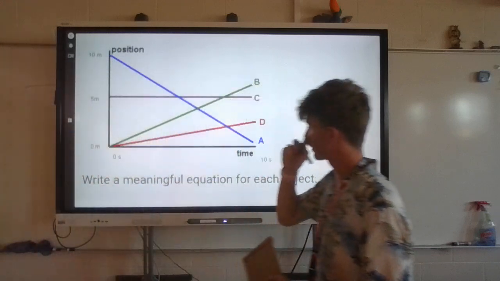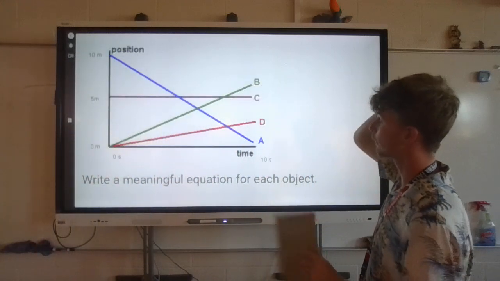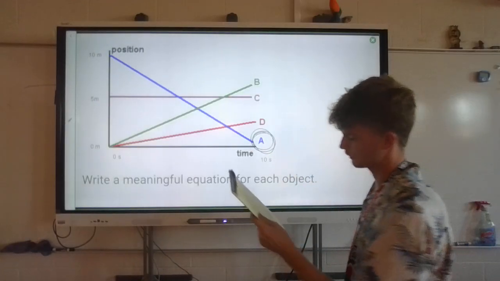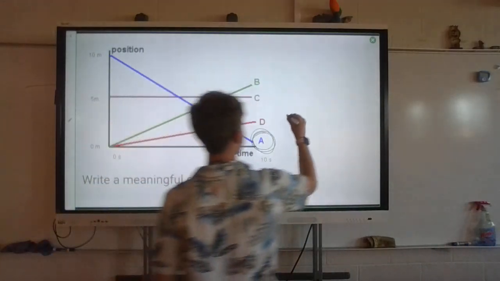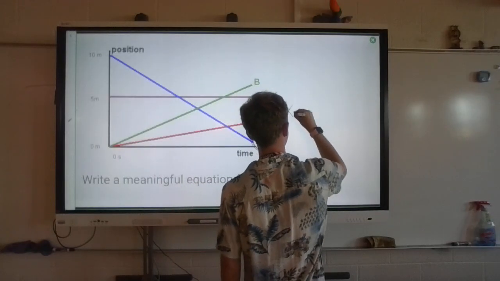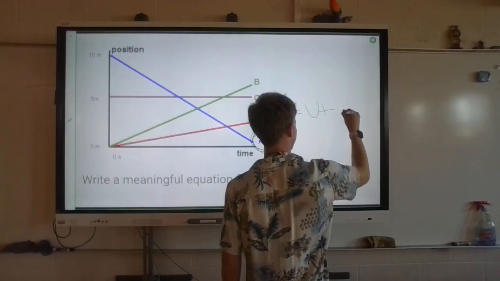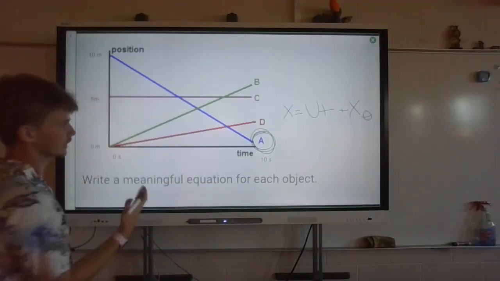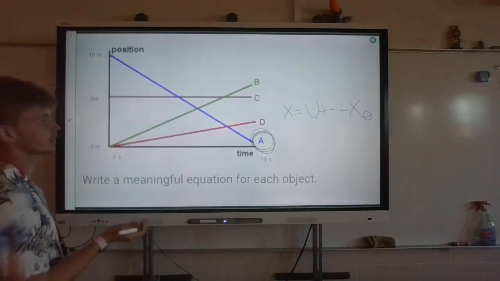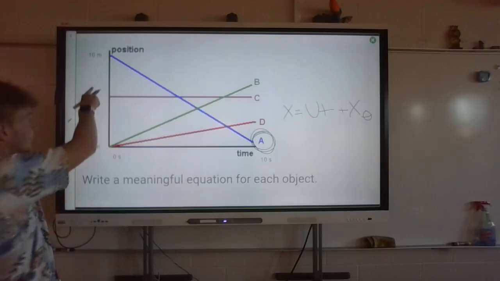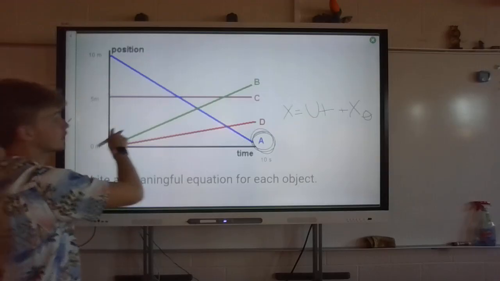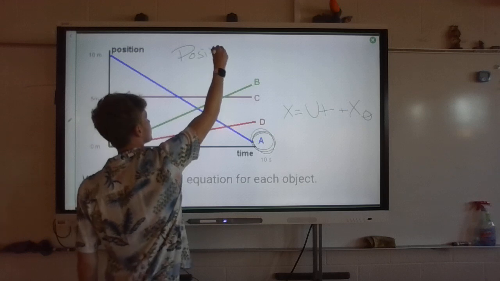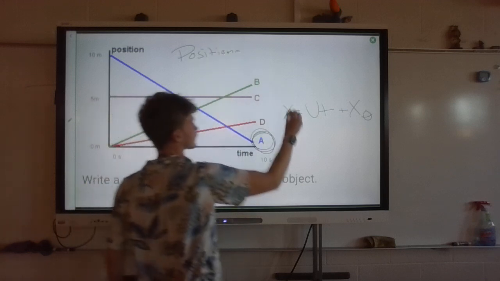So, for example, for a meaningful equation for this graph, I'm going to start with A. I'm going to do A's meaningful equation. So, again, the equation is x equals bt plus x of 0. So I have to ask myself, what is x? Okay, x is going to be my vertical axis on the side here, so that's position. So position, that's my x value.